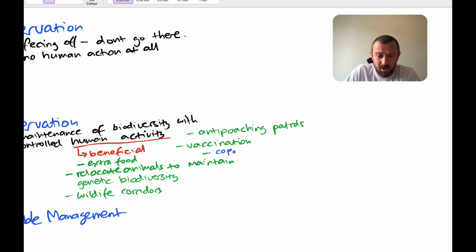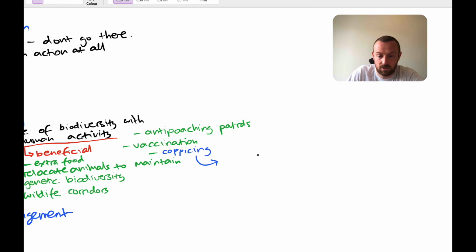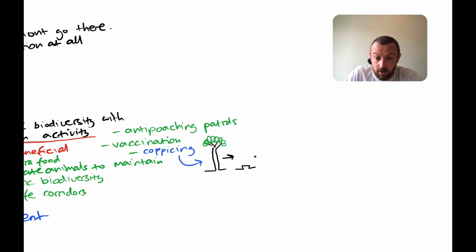Now, coppicing came up as a 6 marker a few years ago. It could come up again. Probably not this year, but it could do. So coppicing, here's a picture of a coppiced tree. I'll just do a very bad diagram. Here's a normal tree, with leaves on the tree. And what you do is you cut the tree down to the stump. Okay. There it is. And then after a while, the stump sprouts lots of new branches. And the branches are thinner and bushier, like this.